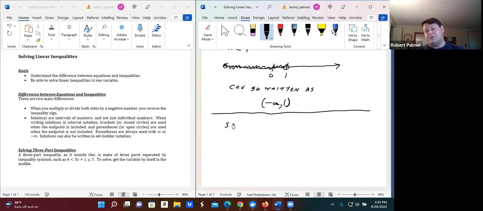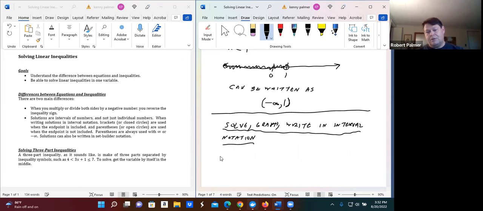So our directions, I'll say to solve. Also, we'll say we want to graph the solution. And then also we're going to write the answer in interval notation. So like we did here.